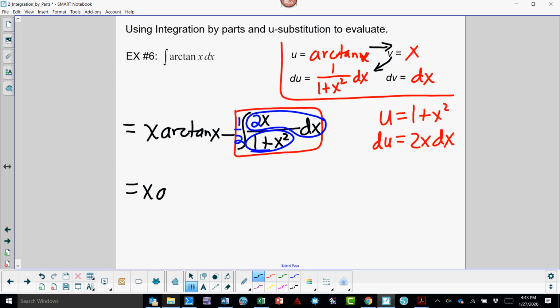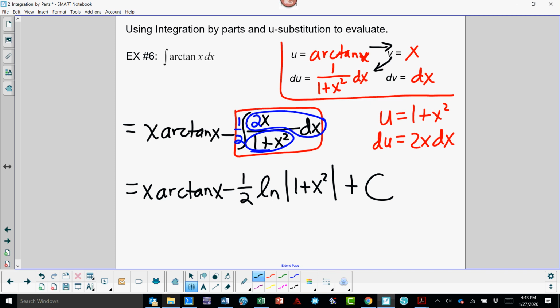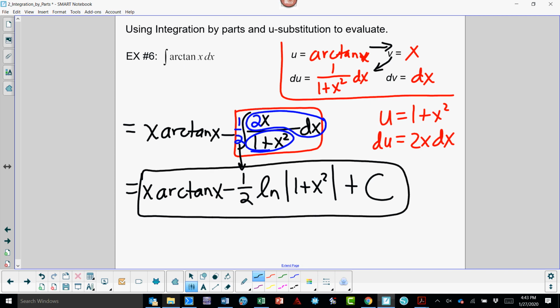So I have x arctan x, that's already done, minus 1/2, and it's du over u, which is ln of the absolute value of u, and then the whole thing plus c. Remember, this 1/2 comes from here. Now, I don't actually have to have the absolute value bars here, so don't forget that if you're checking for multiple choice, for example, because 1 plus x squared will always be greater than 0, and so I don't have to have them there.